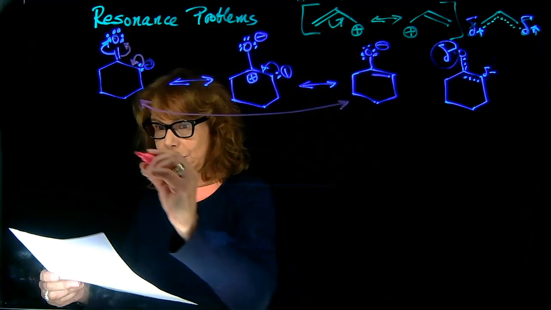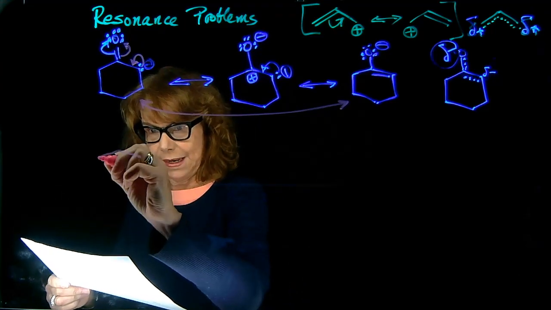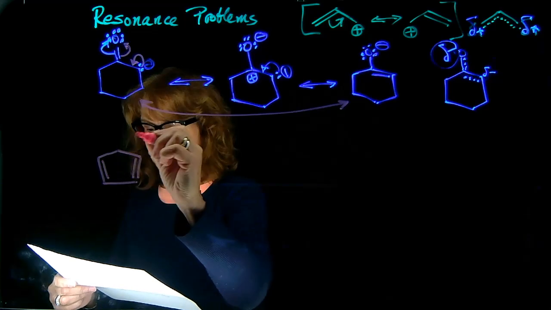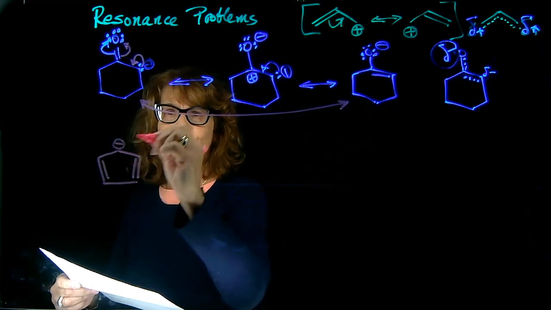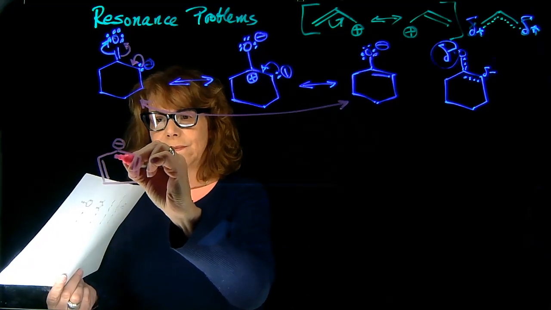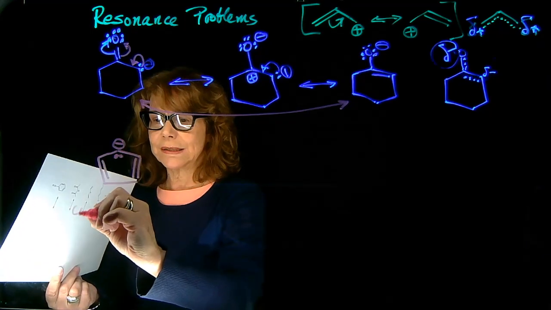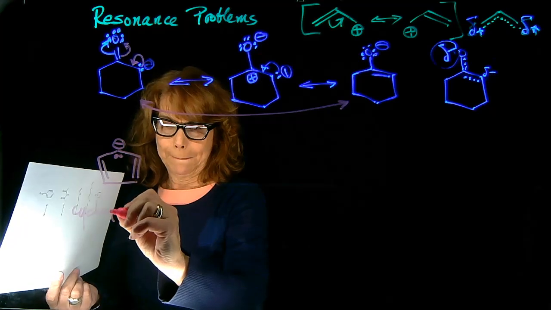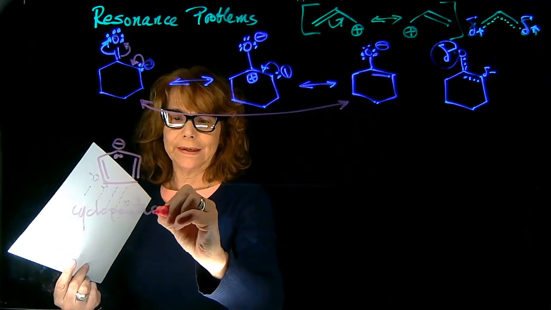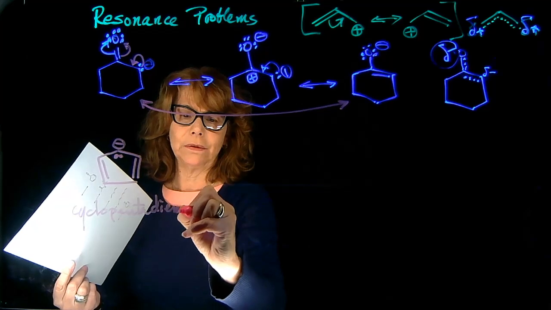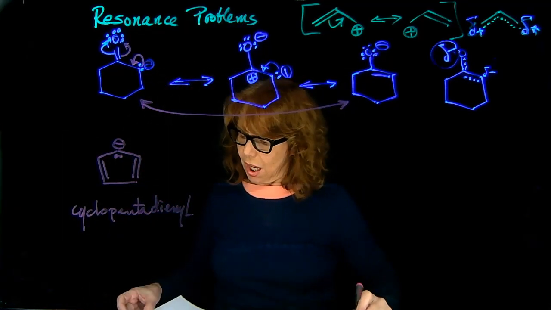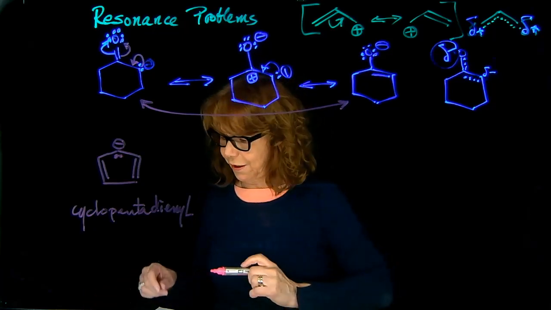What I have here has a negative charge. Notice that I'm adding electrons. I'm going to add it here as well. So this is cyclo-penta because we have 5 carbons. Diene, but it's a dienyl anion, cyclopentadienyl. So let's do the rest of the structures now.